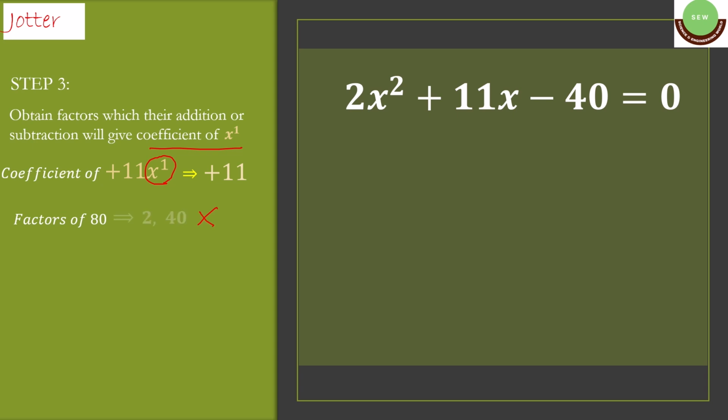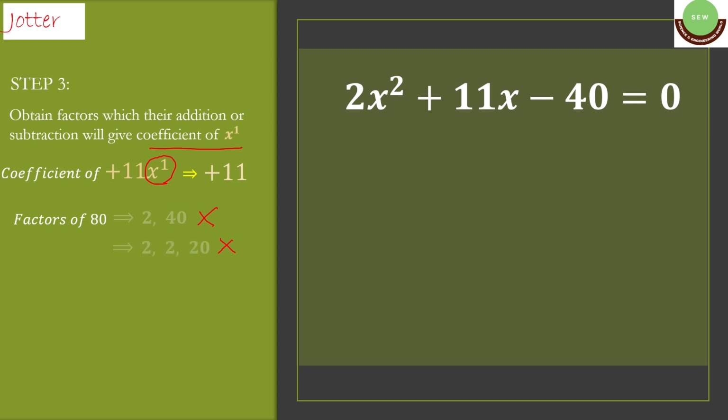The second one we saw was 2 to 20. 2 times 2, that's 4, times 20, which is 80. 4 plus 20 is 24, not plus 11. 20 minus 4 or 4 minus 20 is still not 11. So this also will not go.